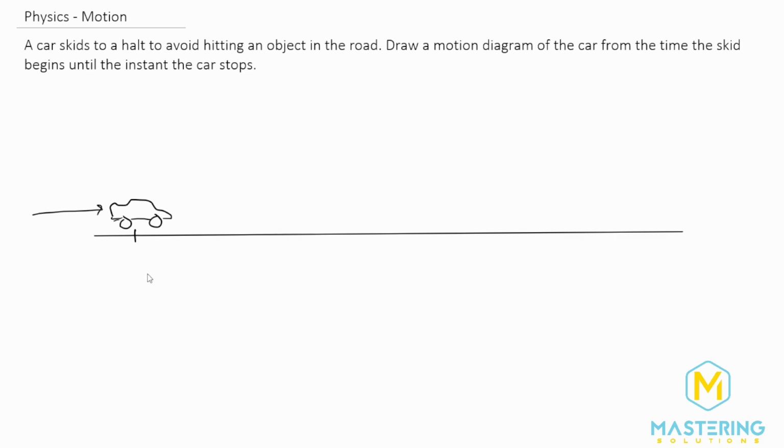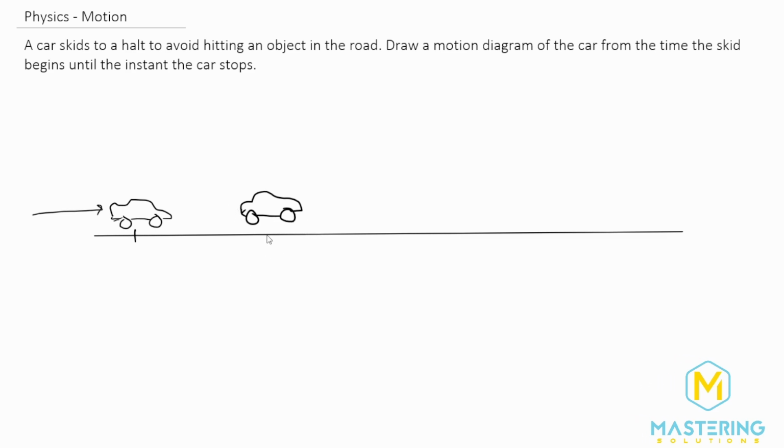And now we're going to take snapshots at the exact same time all along here. So every time we draw a picture of a car, it's the same amount of time. Now obviously the car is not going the same speed, so it's going to be slowing down, and so the cars will be getting closer together.